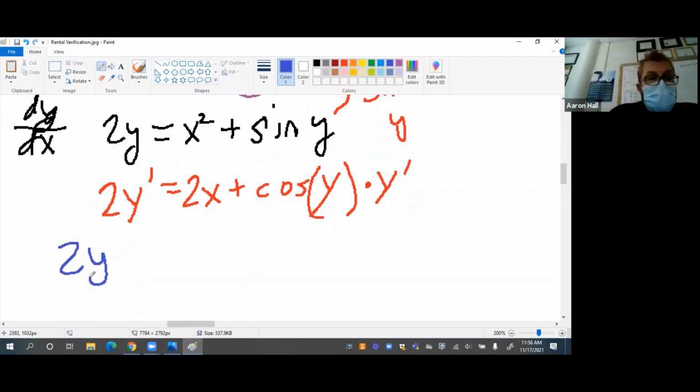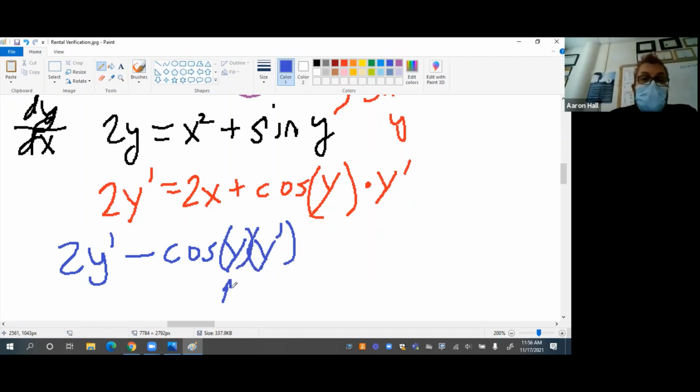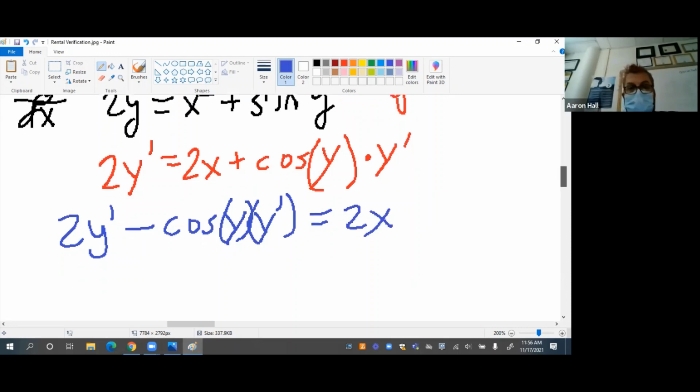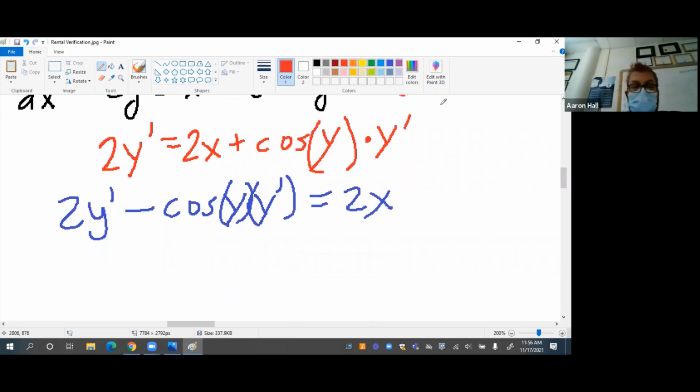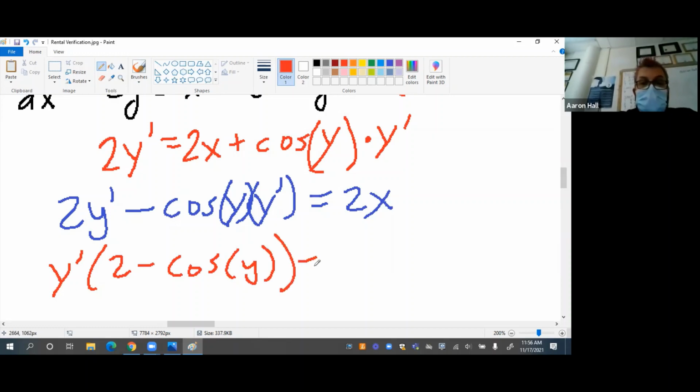Nice. So I have 2y prime minus cosine of y times y prime. Y prime is not in the function. It's out of the function. Y is a rotation. Y prime is a length. Oops. Now I'm missing this other piece over here, 2x. Okay. Now what? Y prime. It's not one, it's an apostrophe, right? So that gives me 2 minus cosine of y equals 2x.